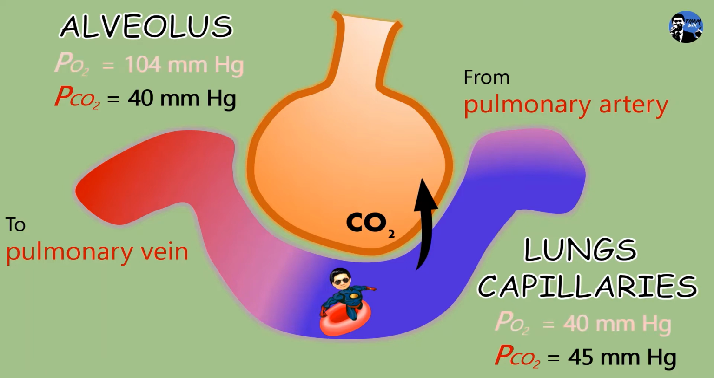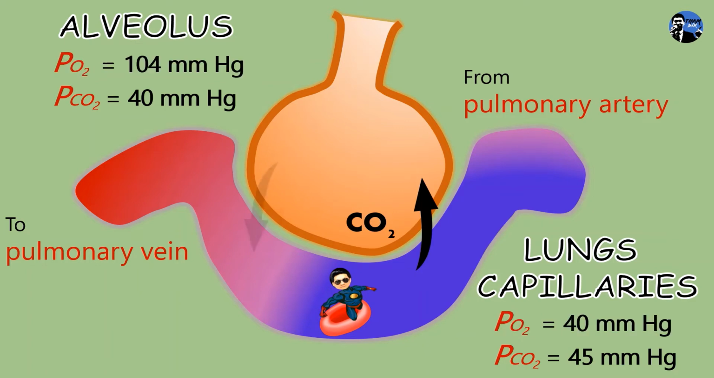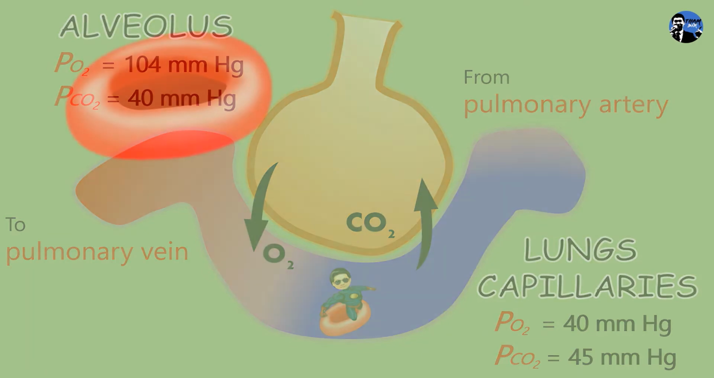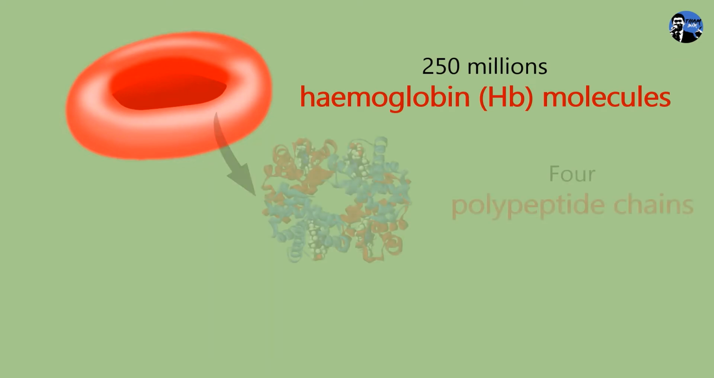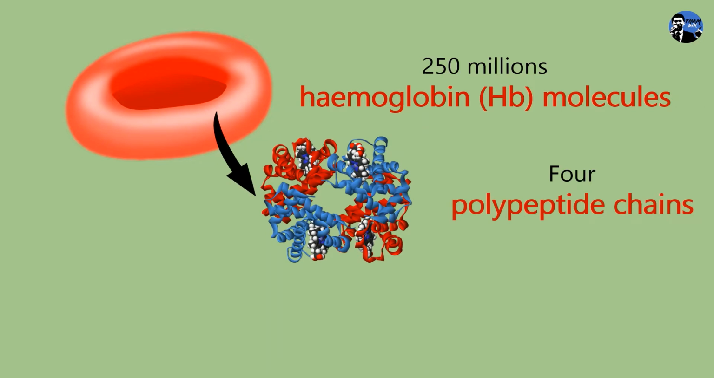On the other hand, the partial pressure of oxygen in the alveolus is higher than that in the lungs capillaries. Oxygen diffuses from the alveolus to the lungs capillaries by simple diffusion. In each red blood cell, there are 250 millions of hemoglobin molecules. A hemoglobin is composed of 4 polypeptide chains.